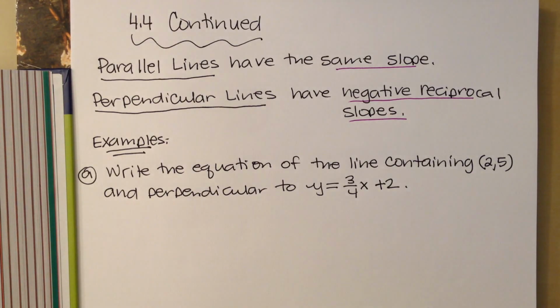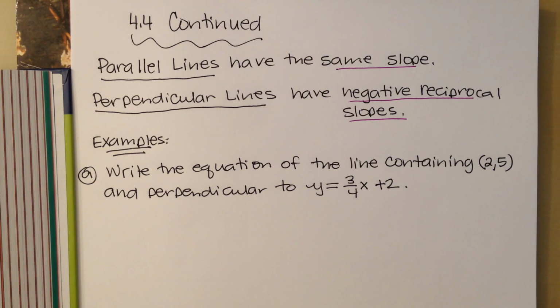Let's continue section 4.4. The last part of this section focuses on parallel and perpendicular lines. Parallel lines will have the same slope, and perpendicular lines have negative reciprocal slopes. Let's look at an example that requires us to find perpendicular lines.